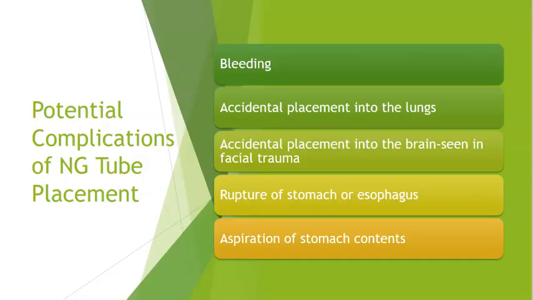We can have potential complications of NG tube placement at any time. The number one complication is bleeding because the nasal cavity is a very vascular place. The esophagus is a very vascular place, and if you're too rough, you can cause bleeding. Accidental placement into the lungs can happen, and you can have aspiration of stomach contents. Another problem is accidental placement in the brain, as seen in facial trauma with basal skull fractures. Rupture of the stomach or the esophagus can also happen because you may not be able to see everything that's going on inside the patient. So you want to take care when you place a nasogastric tube.